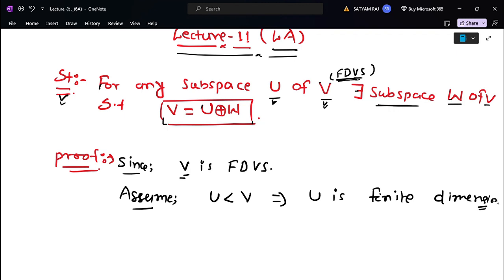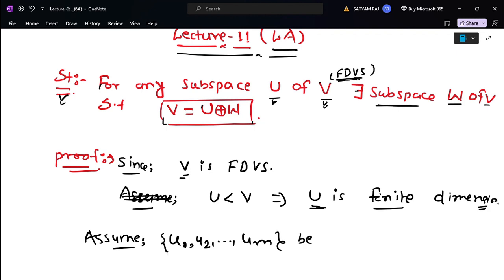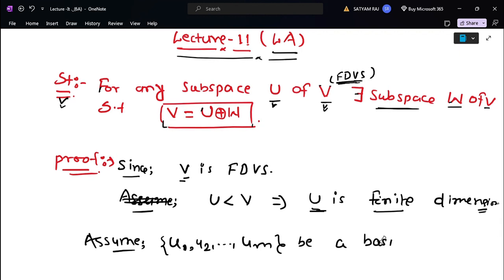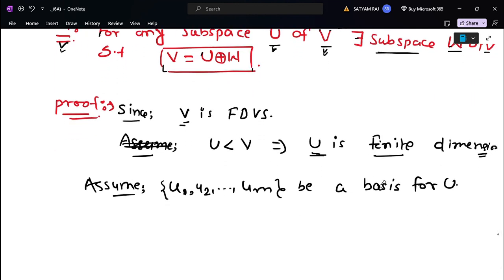Now since U is finite dimensional, it means the cardinality of its basis is finite. So now assume u1, u2, dot dot um be a basis. Okay, this is a basis for U. Assume we have a basis for U. Since it is finite dimensional, we have a basis.